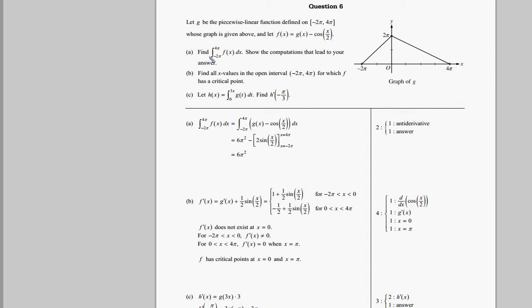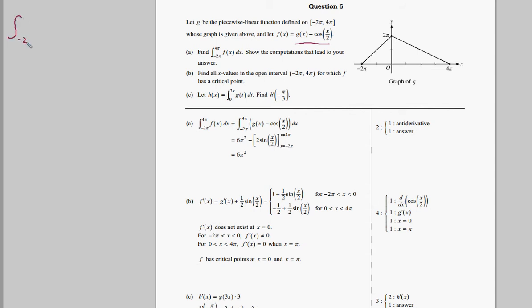Let's talk about him. We are asked to find the integral from negative 2 pi to 4 pi of f of x dx. And we need to show the computations that lead to our answer. I know that f of x is defined as g of x minus the cosine of x over 2. So that's going to just get thrown in. And then what I'm going to do at this point is evaluate them separately by subtracting apart their integrals.